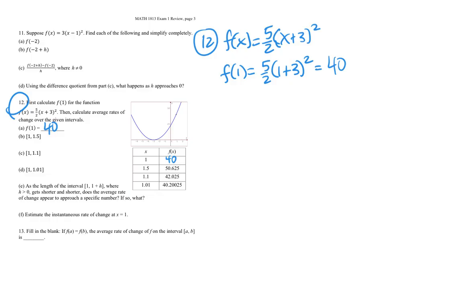And then I want to calculate the average rate of change from the interval 1 to 1.5. So for part B, I would say f of 1.5 minus f of 1 over 1.5 minus 1. So that's how I would compute an average rate of change. I'm given values in the table for that. So that's 50.625 minus 40 over 1.5 minus 1, which is just going to be 0.5. So if I plug all that in my calculator, I get 21.25.